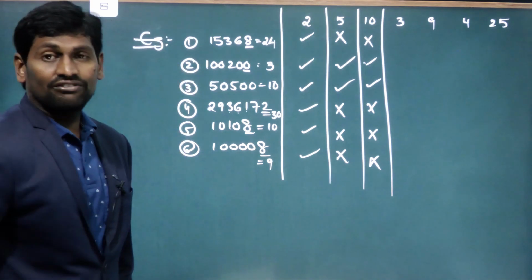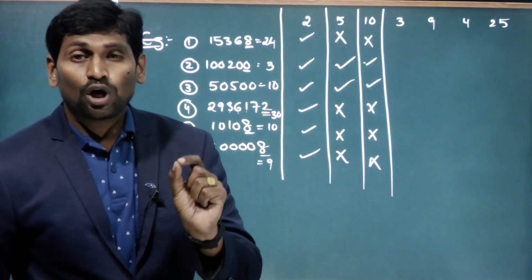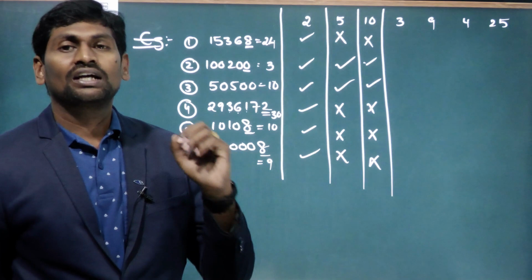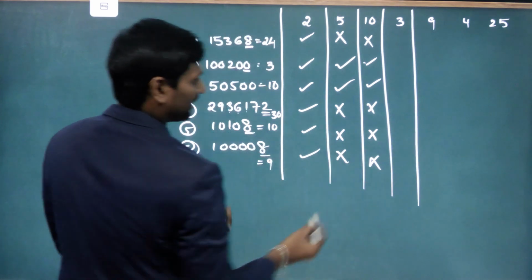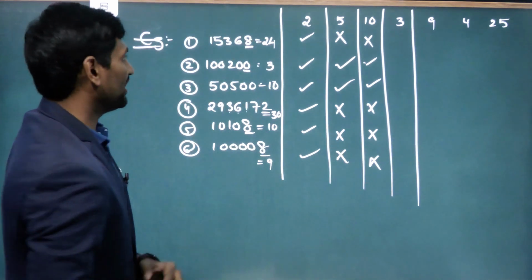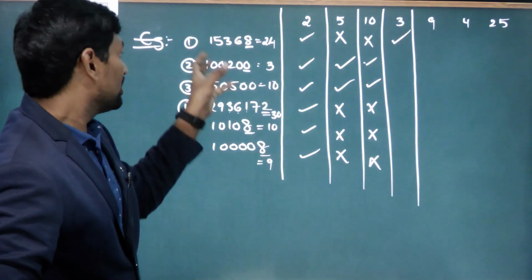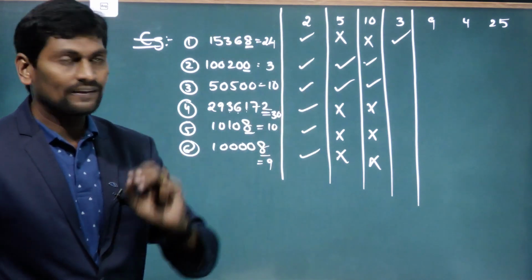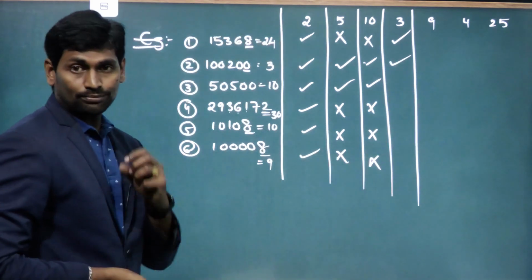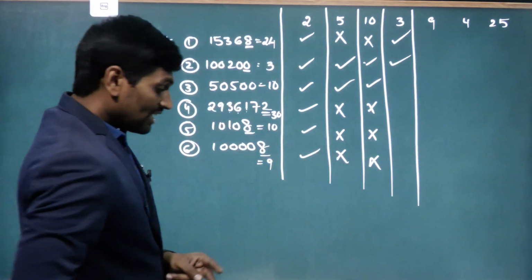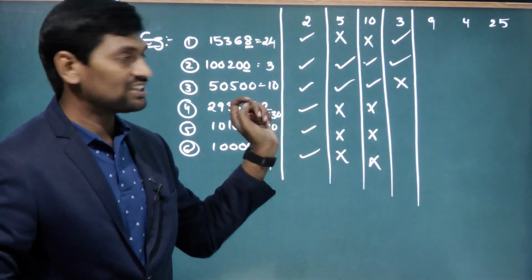Now check. The divisibility rule for 3 is that the sum of its digits is a multiple of 3. That means the number should come in the 3 table. Then only can we say that the entire number is divisible by 3. The first number's sum was 24. Yes, 24 is a multiple of 3, exactly 8 times 3, 8 threes are 24. So the first number is divisible by 3. The second number's total is 3, so it is also divisible by 3, a multiple of 3. Third number, 10. 10 is not a multiple of 3, so we can conclude the number is not divisible by 3.